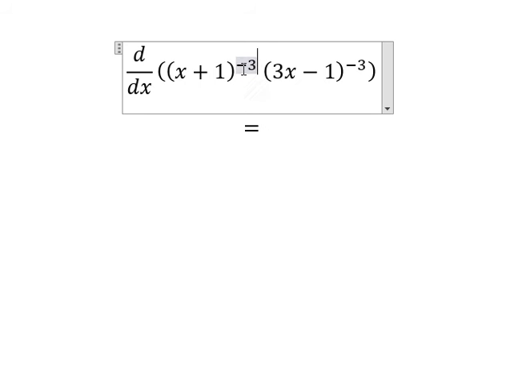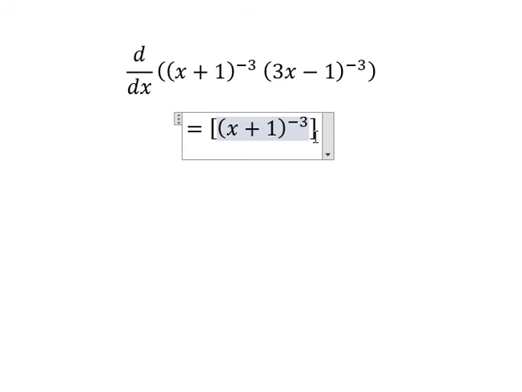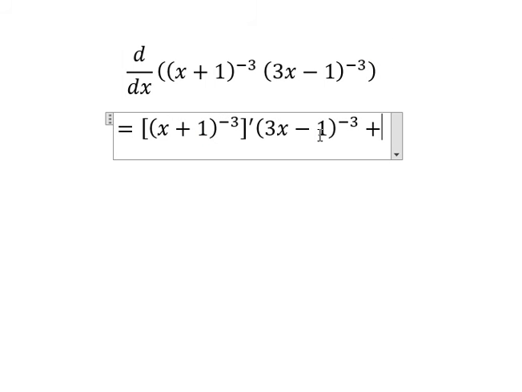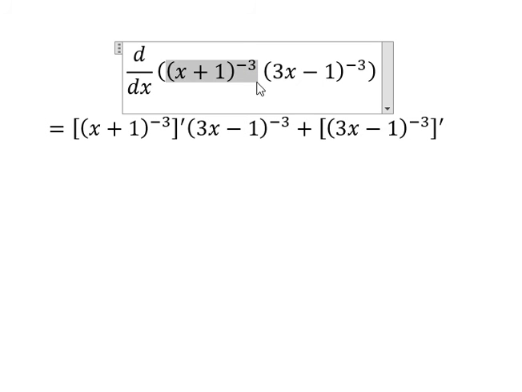So we do first the derivative of this one multiplied by this one in here, plus we do first the derivative of this one multiplied by this one.